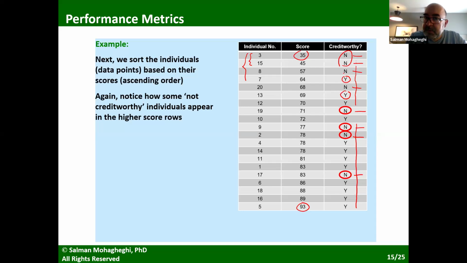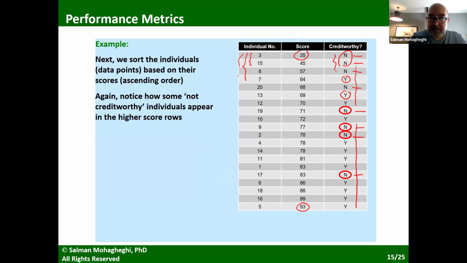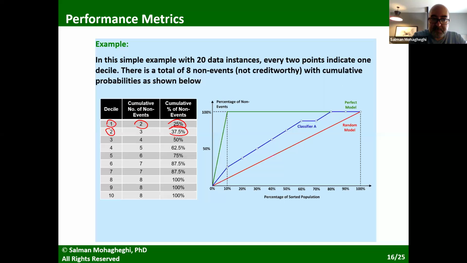In reality, however, only three non-events occur here. So three out of a total of eight, because one of them is an event. So in decile two, I have 37.5%. What about decile three? Decile three would be these six guys. And in these six guys, I have one, two, three, four non-events out of a total of eight. So that would be 50%.